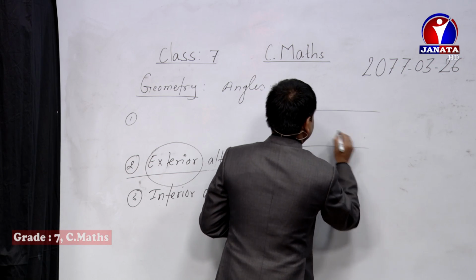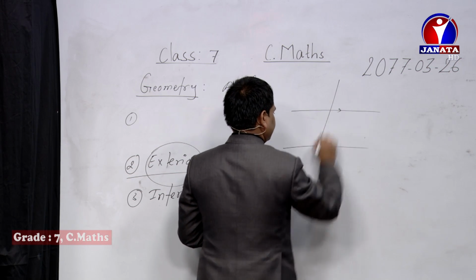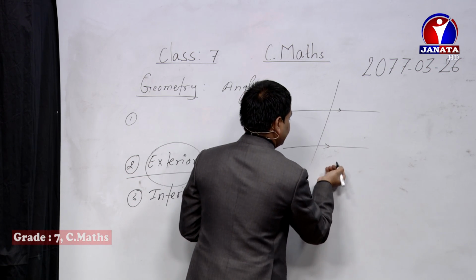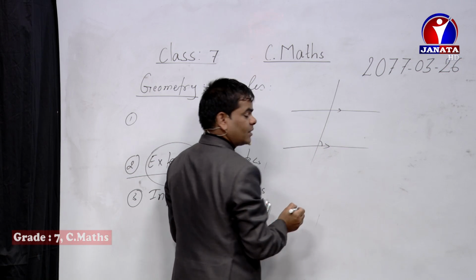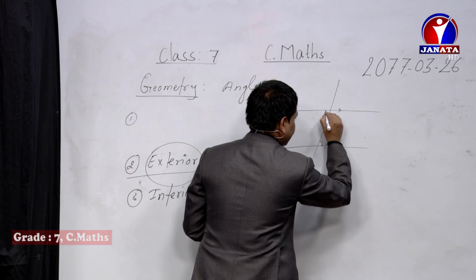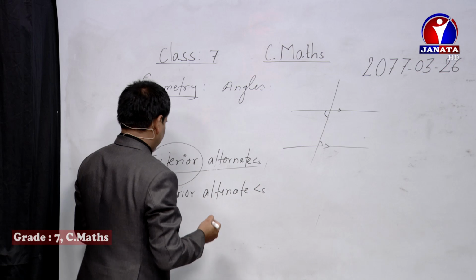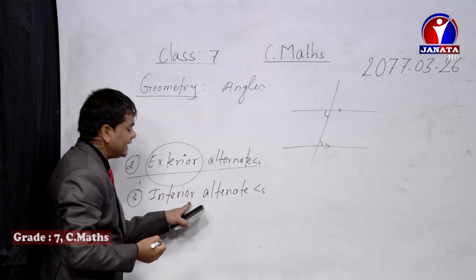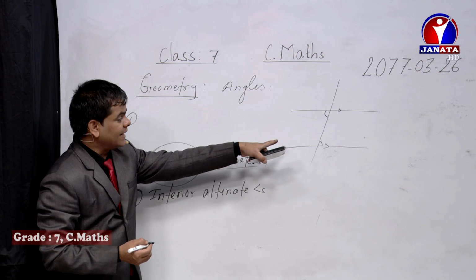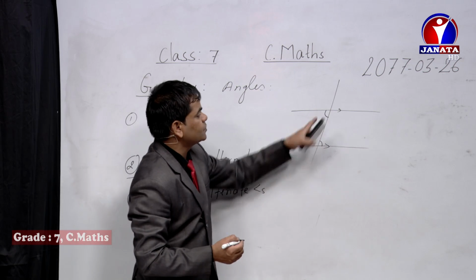For example, these two lines are parallel to each other. Now, interior alternate angle means one is inside the lower parallel line and another one is inside the upper parallel line, to be interior. Both are interior, isn't it? Looking at the figure, both are inside the two parallel lines.